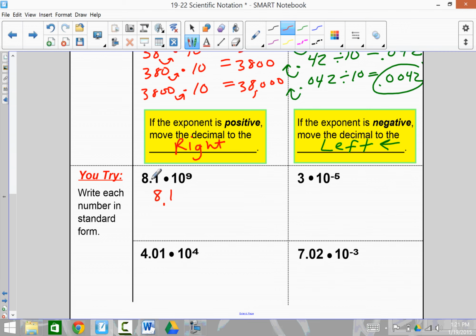I'm going to take my number 8.1, and I'm going to take my decimal point. Notice it says move the decimal to the right. And you're going to move that decimal as many times as the exponent says here. So here's my decimal point. I'm going to move it 9 times to the right. So 1, 2, 3, 4, 5, 6, 7, 8, 9. And what am I going to do with all those empty spaces? I'm going to fill them up with zeros.